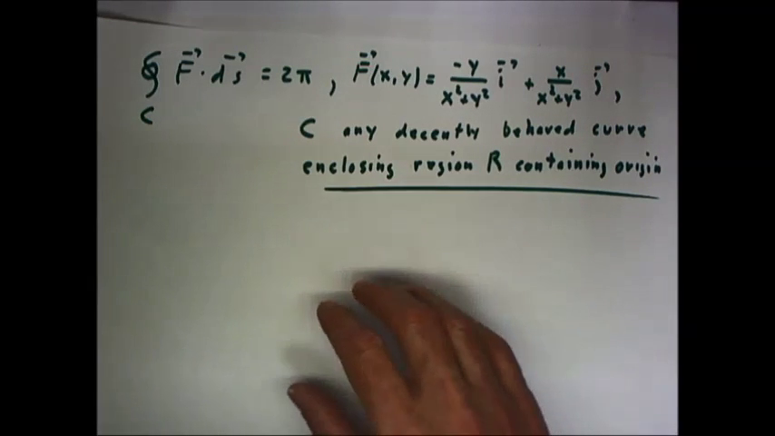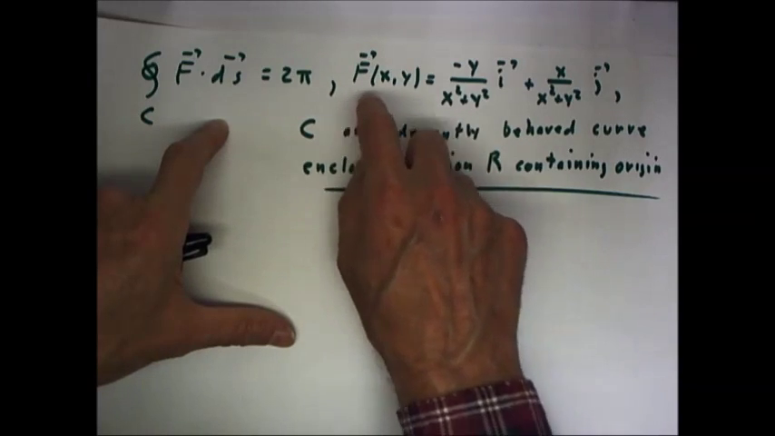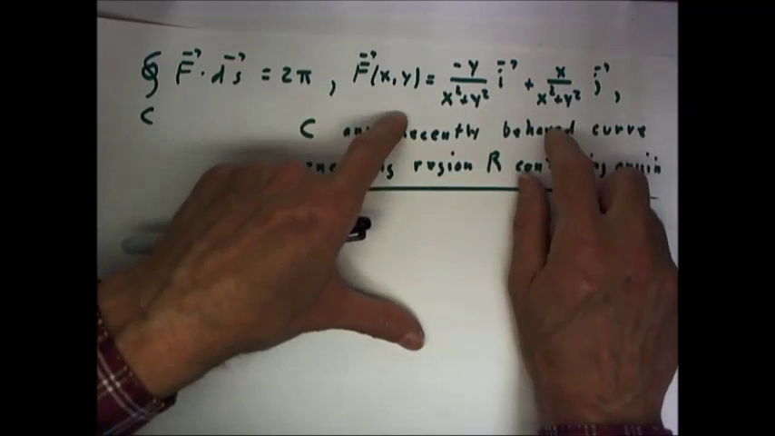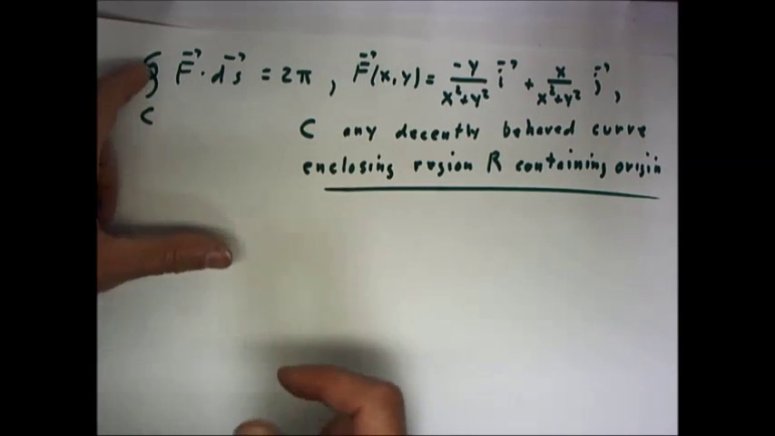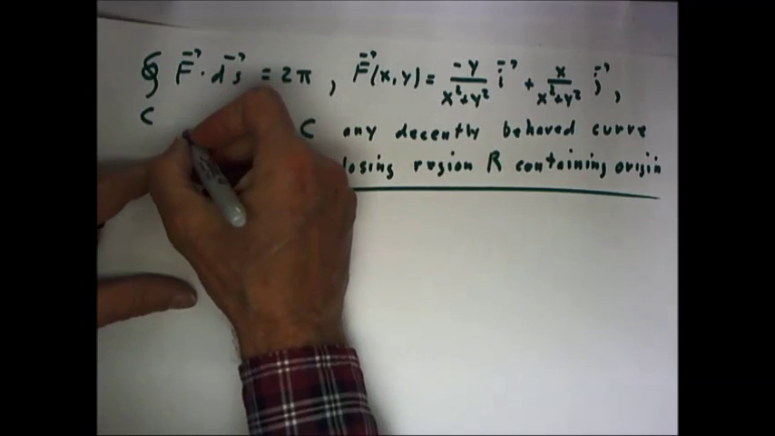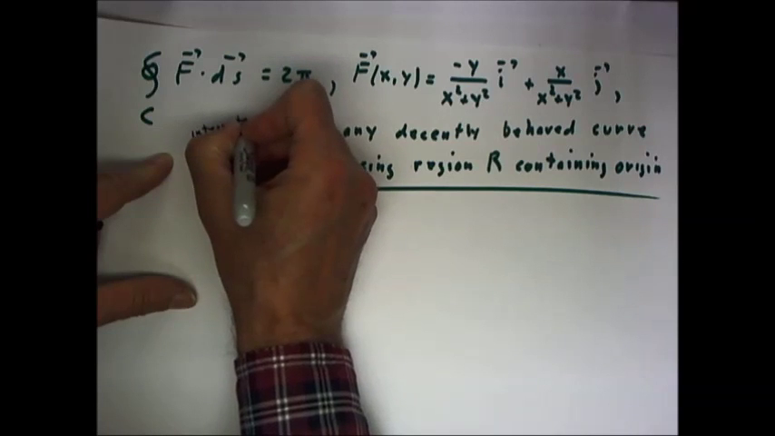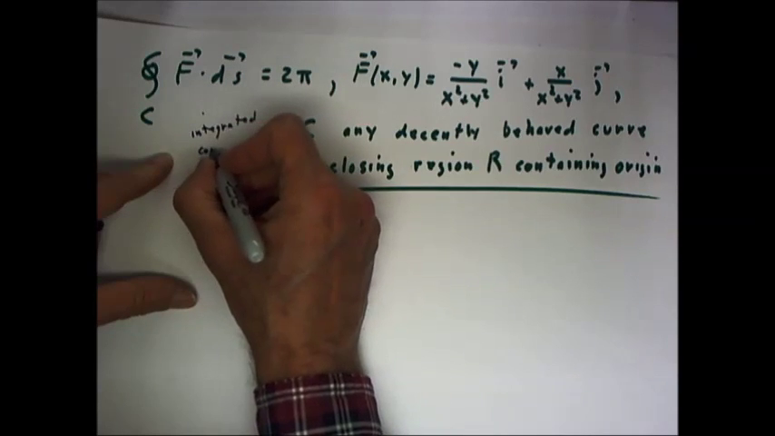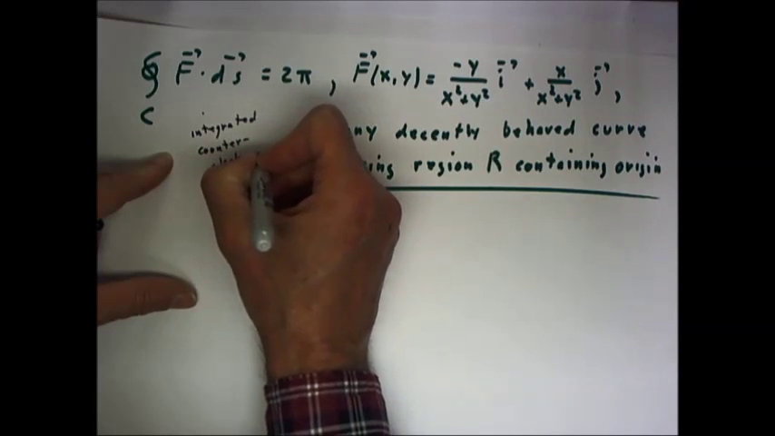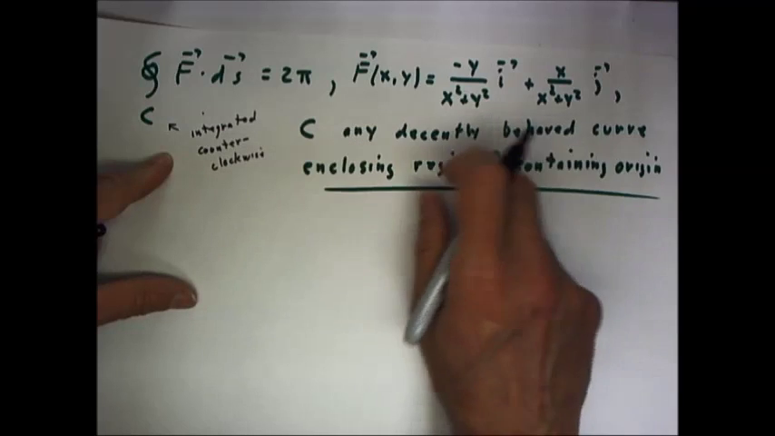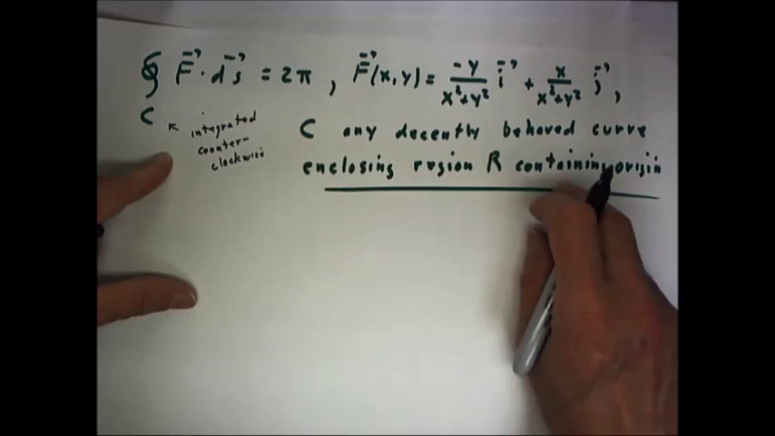Now we want to establish the same result, but now with f of x, y being the same function we used previously, and C being a closed curve. I should have noted last time, I'll note this time, this is integrated counterclockwise, where C is any decently behaved curve enclosing region R, which contains the origin.